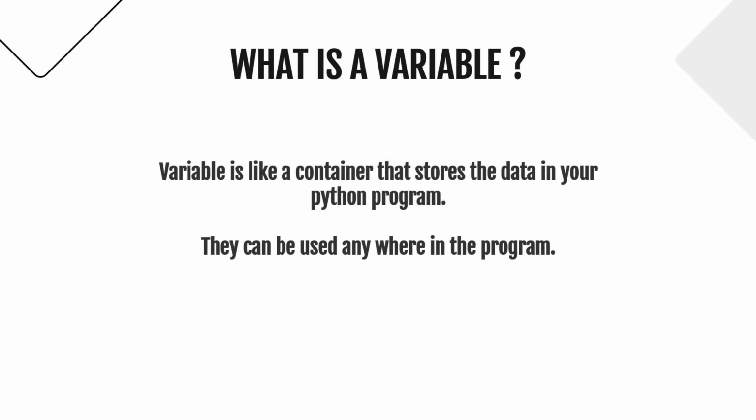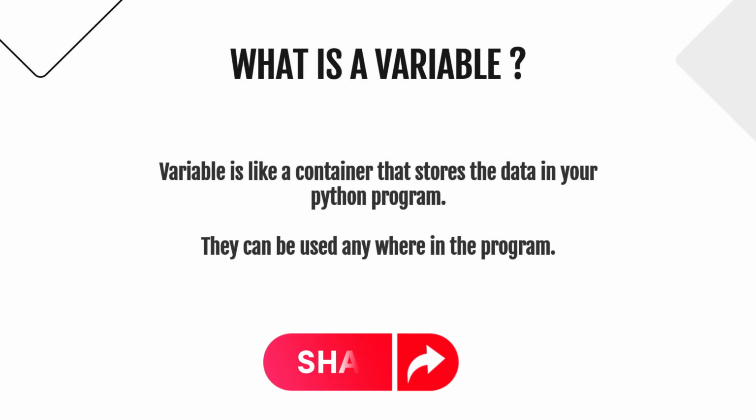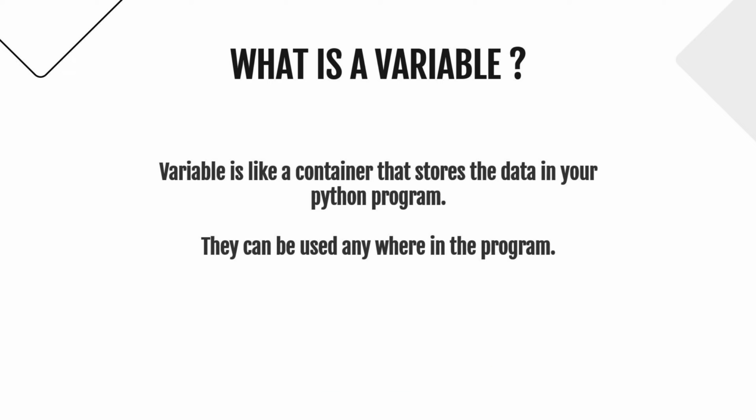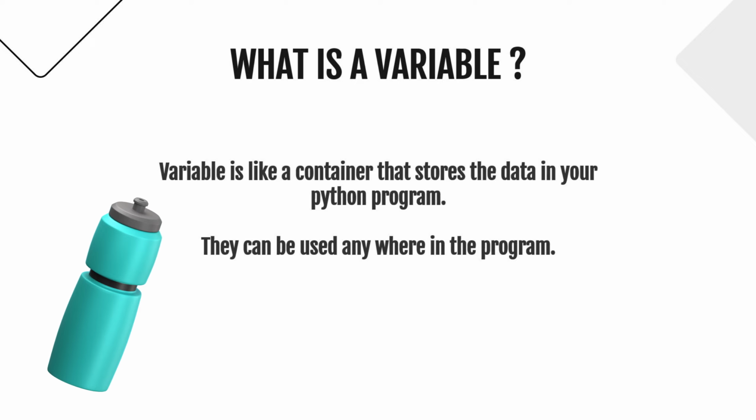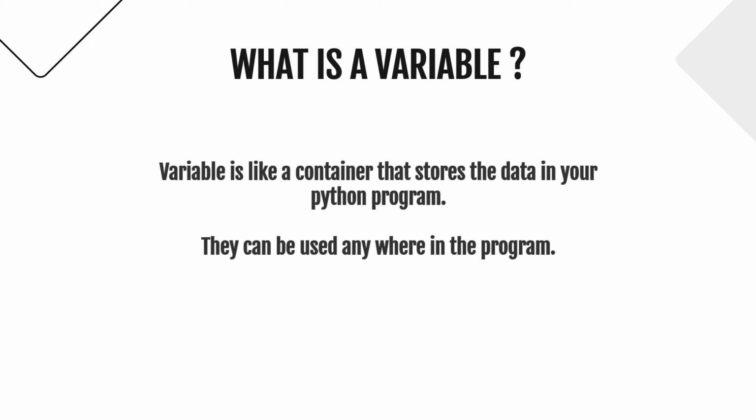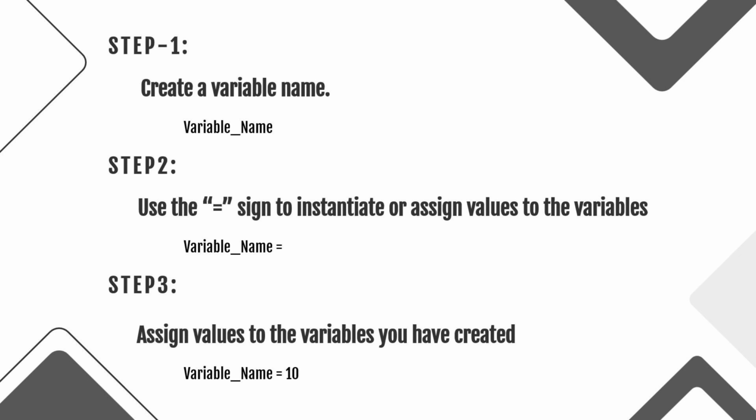Initially, we start off with what is a variable. A variable is like a container that stores a value in a Python program. They can be used anywhere in the program. For this, let me give you a real world example. If you store water in a water bottle, when you feel thirsty, you will drink it. Like the same, you will declare a variable with some values and you will use it whenever you want in the program. Here, I have mentioned some of the steps to create a variable.